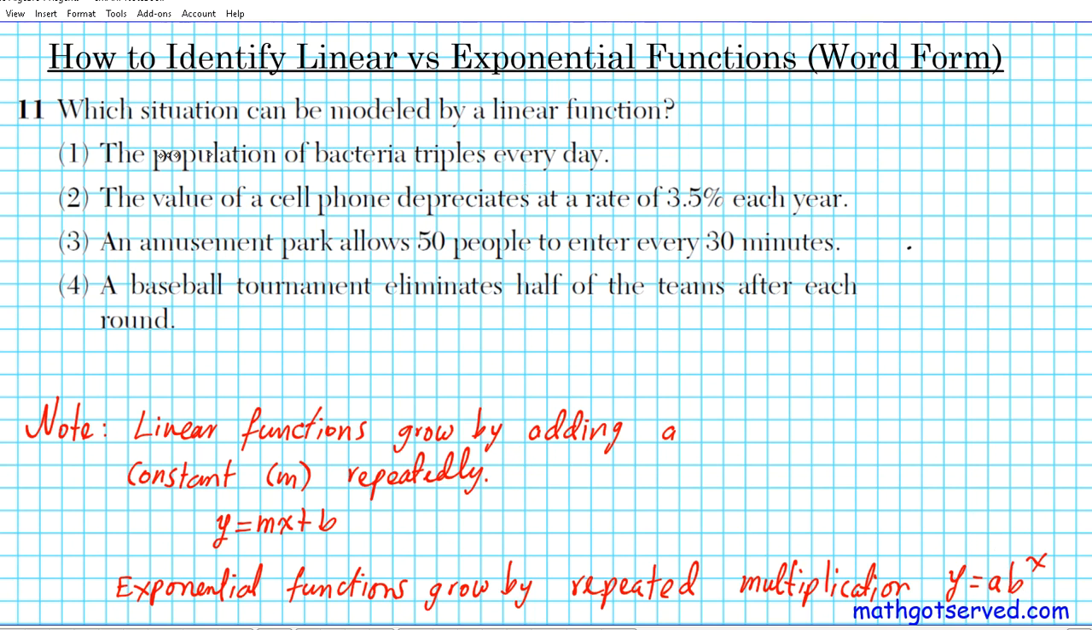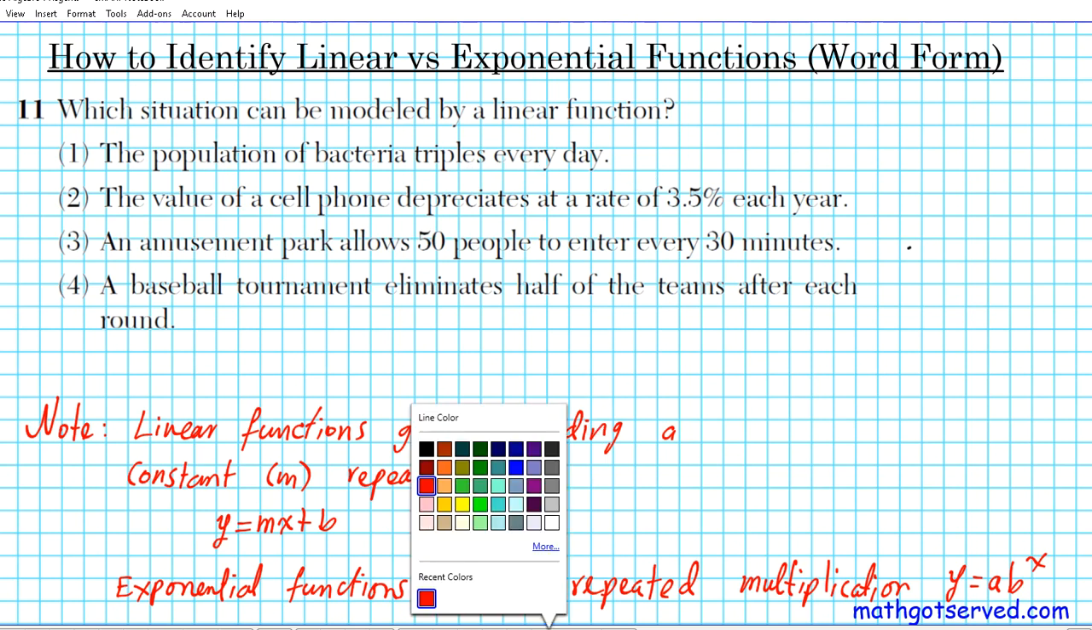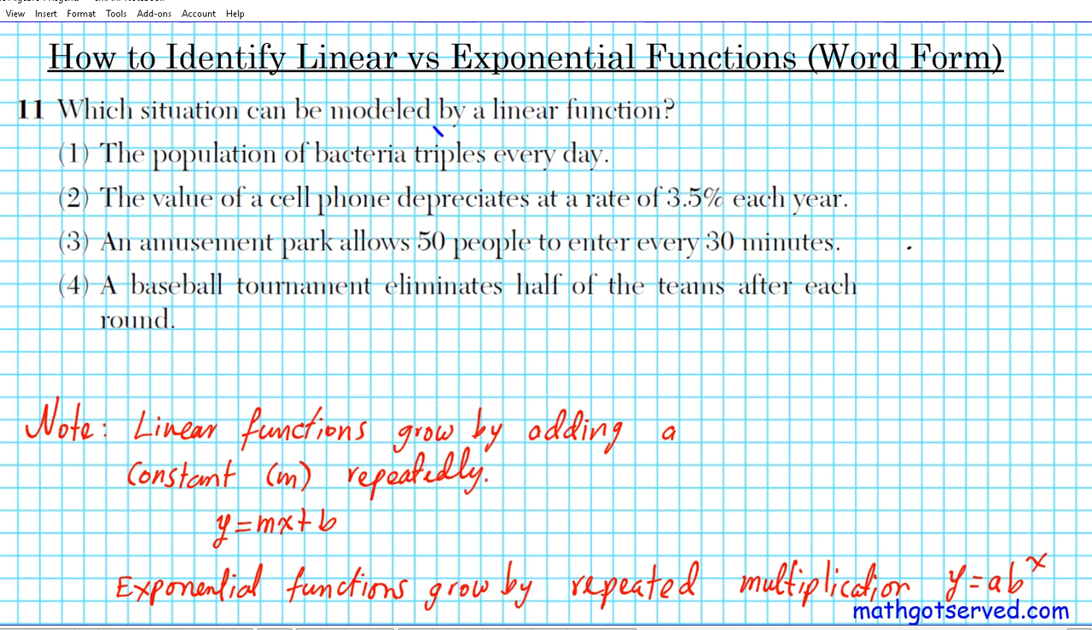That's what b is. Alright, so the first one says the population of bacteria triples every day. So triple represents what kind of operation? To triple means you multiply by 3. So how do the terms of this function grow? They grow by multiplying by 3 every time. So you multiply by 3 repeatedly. If you're multiplying by 3 repeatedly, what kind of function is that going to be? It's clearly exponential, so this is not what we're looking for. We're looking for a function that's linear.